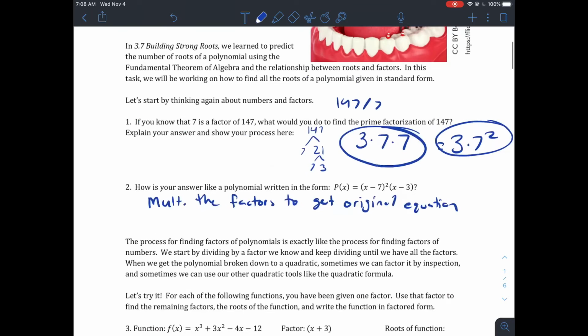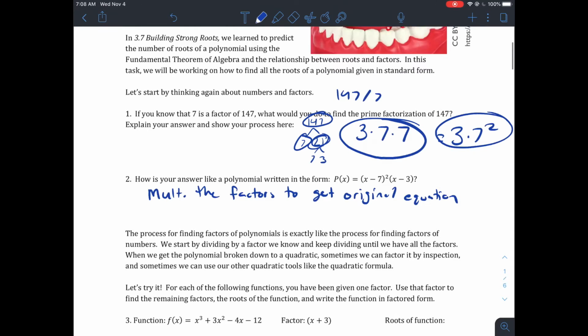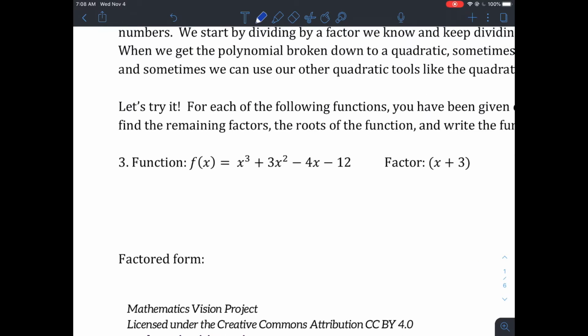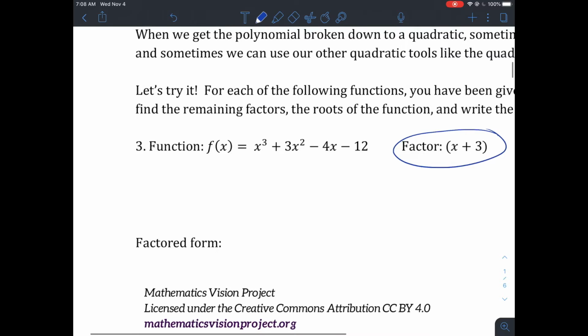So basically, think about what we did here, right? We were given a factor, so we divided that out from the main number, and then we were left with this 21, and then we factored that further. So that's exactly what we're going to do here, okay? They gave us that a factor is x plus 3. So we're going to go ahead and divide that in here.